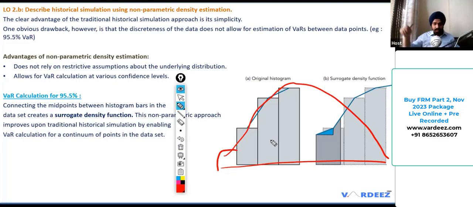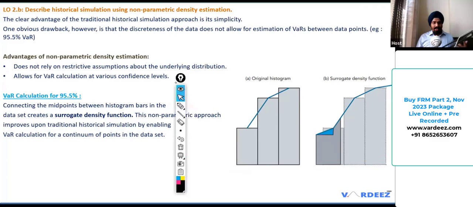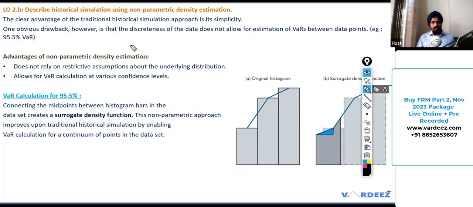And once you have a density curve, you can pretty much find any area that you want, or you can find the VAR, or any quantile. You can go ahead and do that. So that's one of the benefits of the historical simulation method. Yes, you can modify that using density estimation as well, specifically a surrogate density function, created artificially. Okay, that's what the surrogate density function is. If you have any questions, anytime, feel free to ask. Okay.